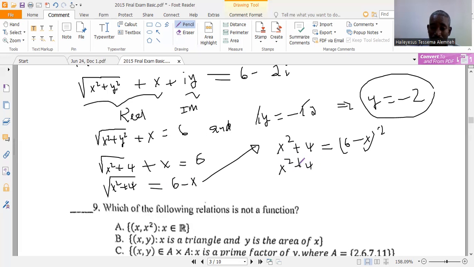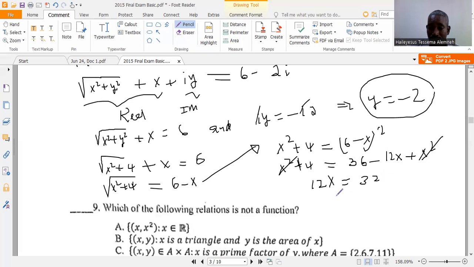Now square the right side, you will get 36 minus 12x plus x squared. So x squared will be cancelled by this x squared. What's left is 12x. 12x is equal to 36 minus 4, which is 32.